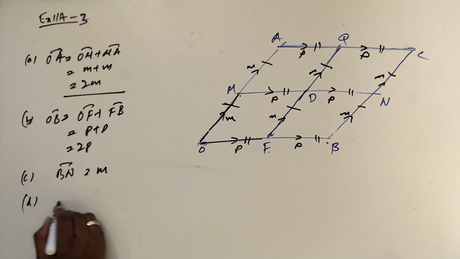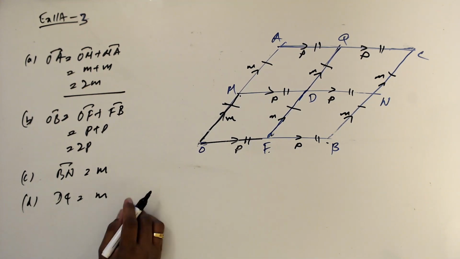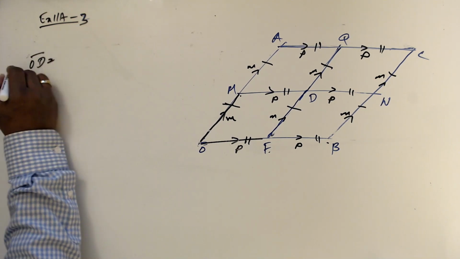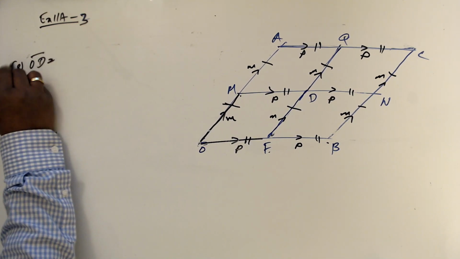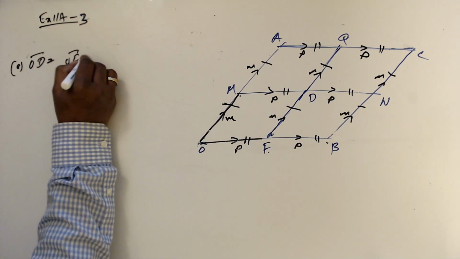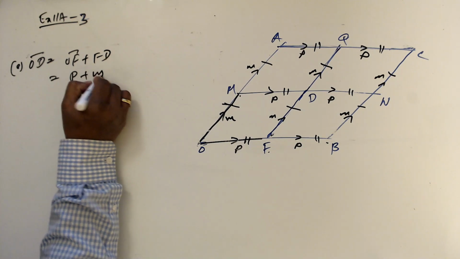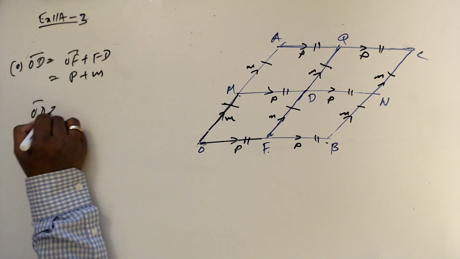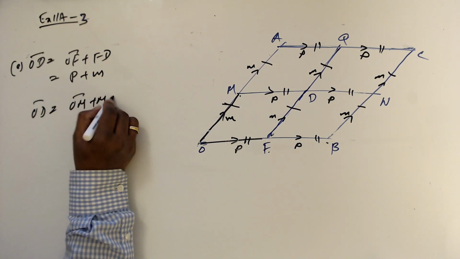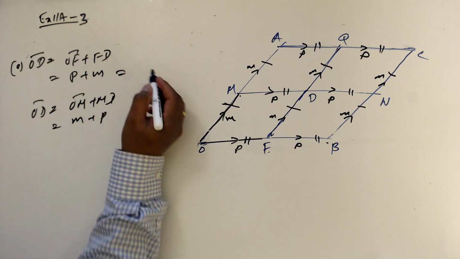DQ is M. The next one, OD, is OF plus FD. That is P plus M. Or you have another route for OD: you can go OM plus MD. That is M plus P. Both are the same.